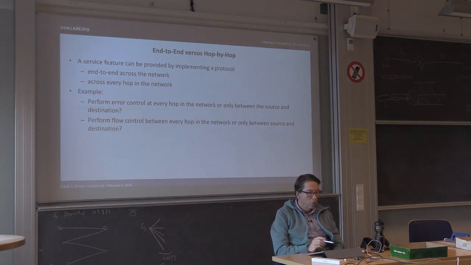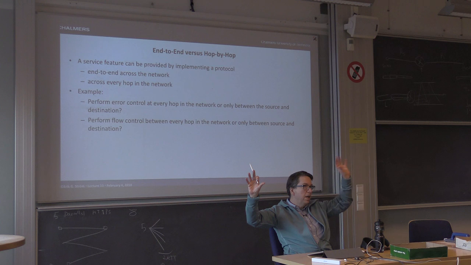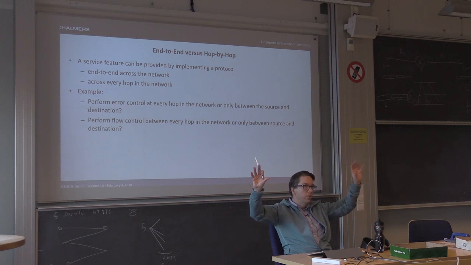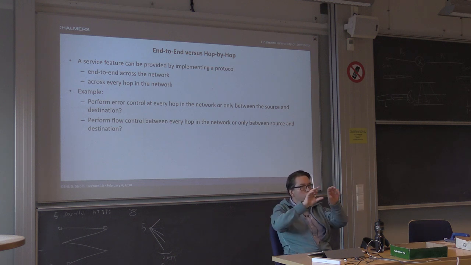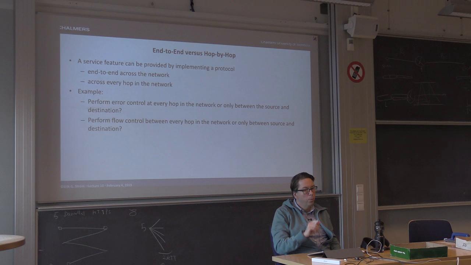protocols. So one can ask oneself when implementing, for instance, error control, do we want to secure every hop in the network, or is it enough to just do it between the end source and the end device? Is it enough that we secure it here, or should we do it on each of the individual links? Same thing with flow control. Should we do that over each hop, or only between source and destination?